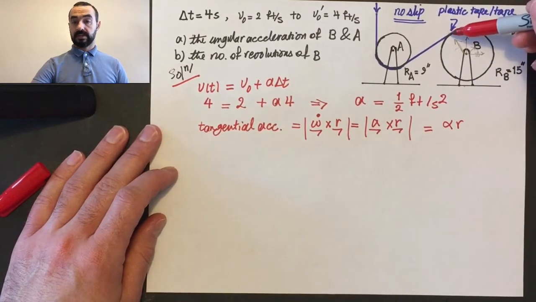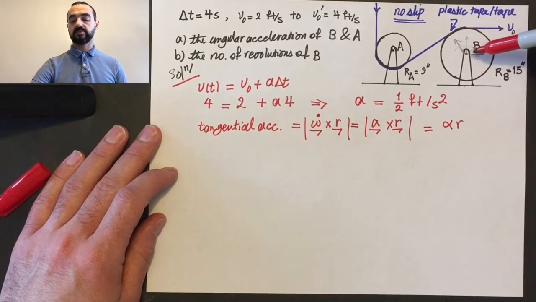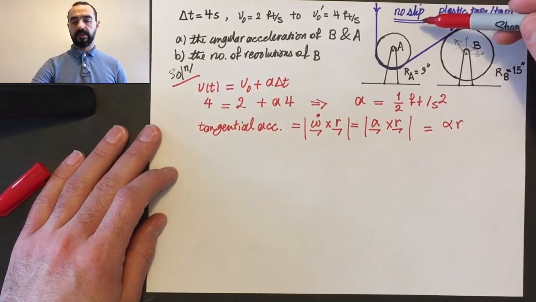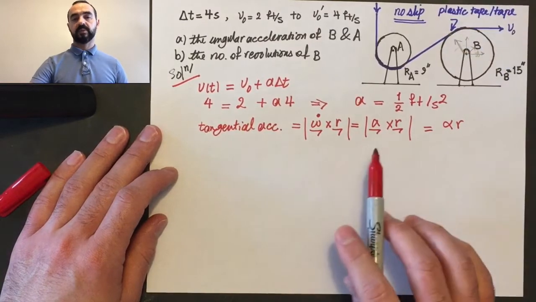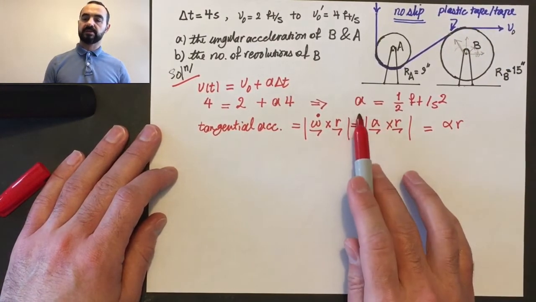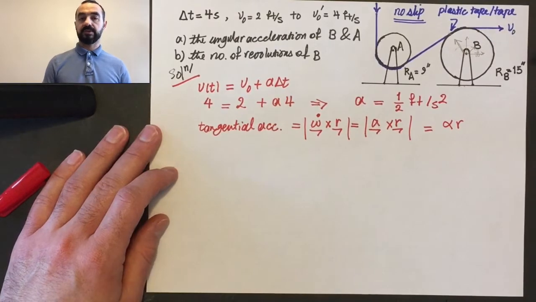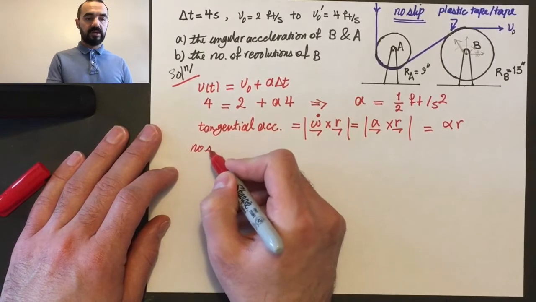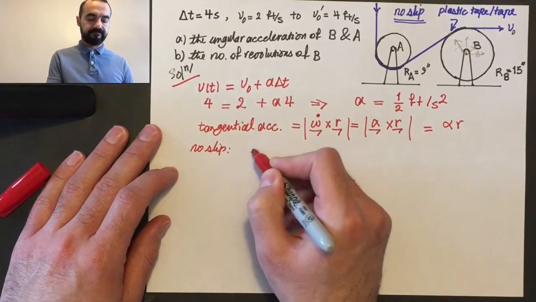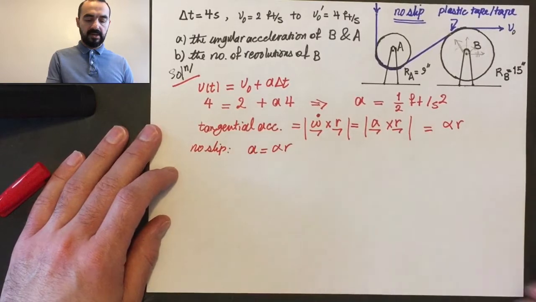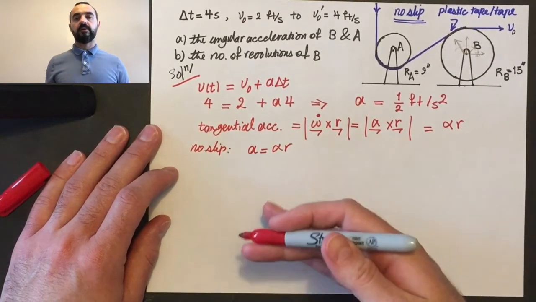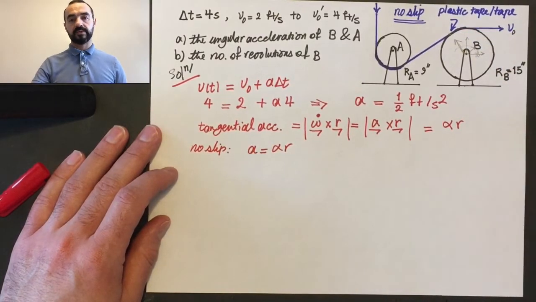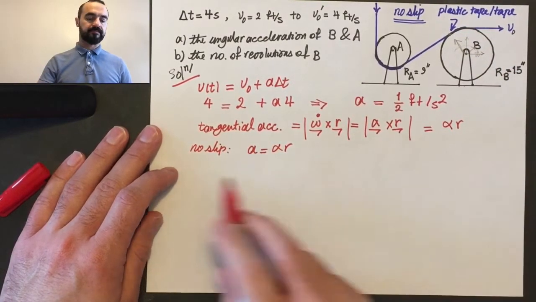Right? So simultaneously, it is tangent to the circumference of this wheel. So at this point, because we have no slip condition, the tangential acceleration of the wheel is equal to the translational acceleration of the tape. Right? So I could say that because of no slip, A should be equal to alpha r. Otherwise, if it wasn't equal to alpha r, the tape would slip on this wheel.